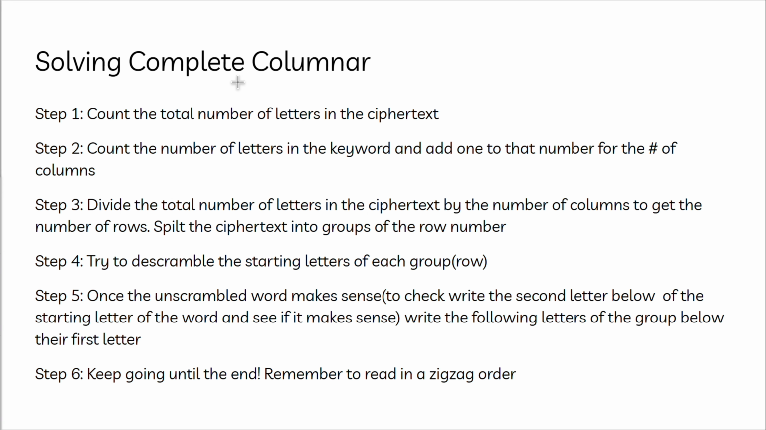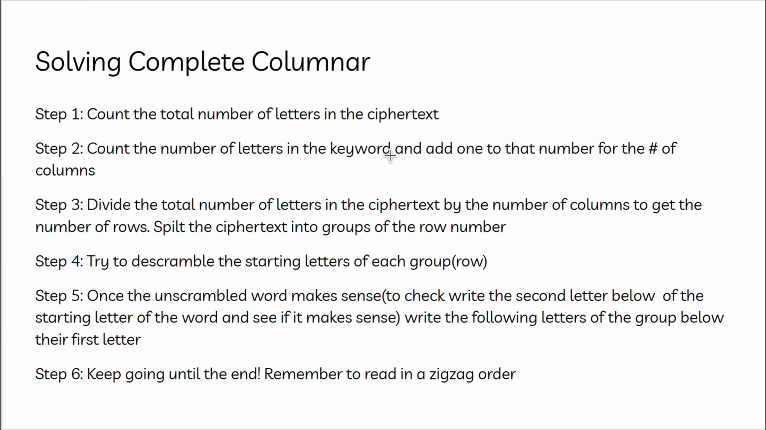Now let's look at the steps to solve a complete columnar. Step 1, count the total number of letters in the ciphertext. We already went over this in the process guide above. Step 2, count the number of letters in the keyword and add 1 to that number for the number of columns. This again only applies to easy and does not apply to intermediate or hard. Step 3, divide the total number of letters in the ciphertext by the number of columns to get the number of rows. Split the ciphertext into groups of the row number.